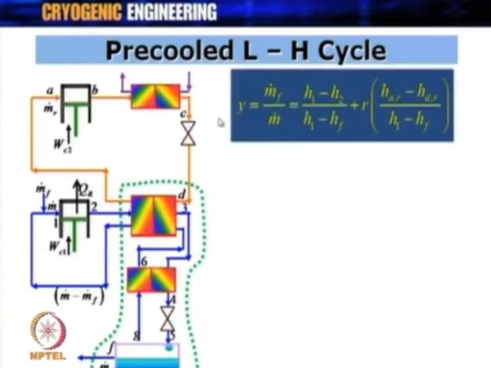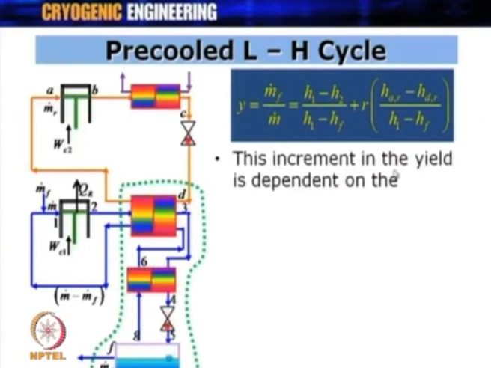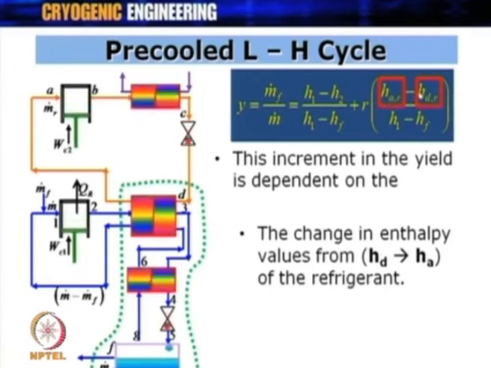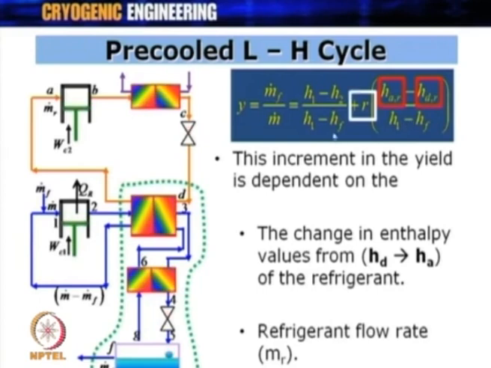So, the expression is now y is equal to m dot f upon m dot is this. The increment in the yield is now dependent on what? The additional increment in y is depending on the change in enthalpy of the values HD and HA. So, HA minus HD is going to basically determine the additional increment in the value of y, while H1 minus HF is the same in both the cases. And the second point is the refrigerant flow rate m dot r.